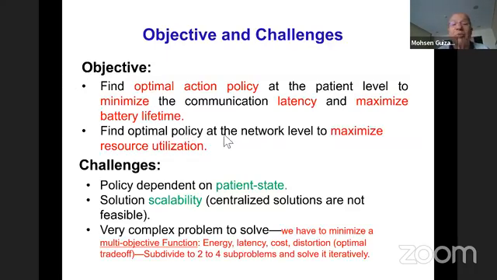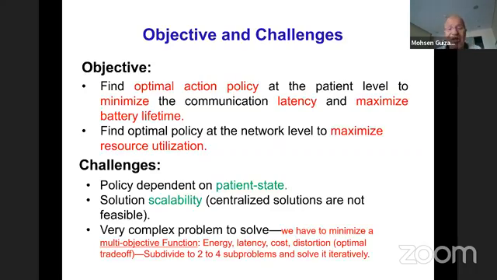Another objective is to find the optimal policy at the network level to maximize the resource utilization, because the resources are constrained here, and we want to maximize them. The challenge is that the policy depends on the patient state. For scalability, a centralized solution will not work, so it must be distributed, and therefore the problem is very complex. We have to minimize a multi-objective function based on energy, latency, cost, and distortion. So there is a trade-off here, and we have to find the optimal trade-off between all of these random variables.